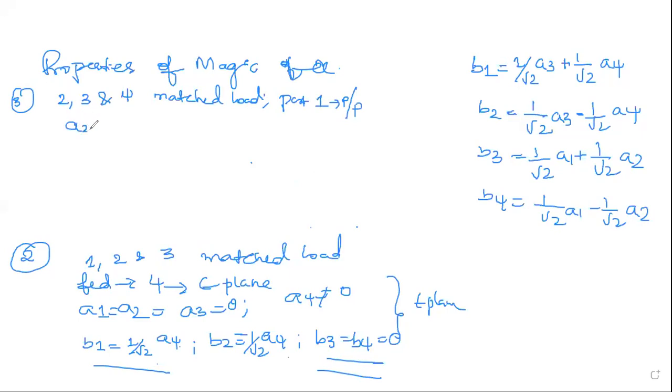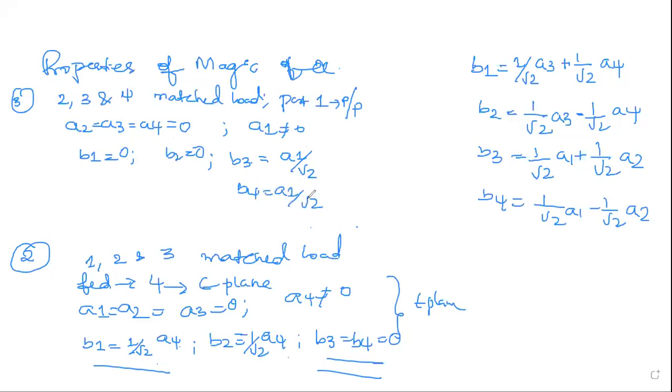Port 1, you're providing the input. So again, A2, A3, A4 will be equal to 0. A1 will not be equal to 0. Again, substitute this here. You will get B1 equal to 0, B2 equal to 0, B3 will be A1 by root 2. Similarly, B4 will be A1 by root 2. So which means that port 1 will equally divide between port 3 and port 4, and no signal will come out of port 1 and port 2.